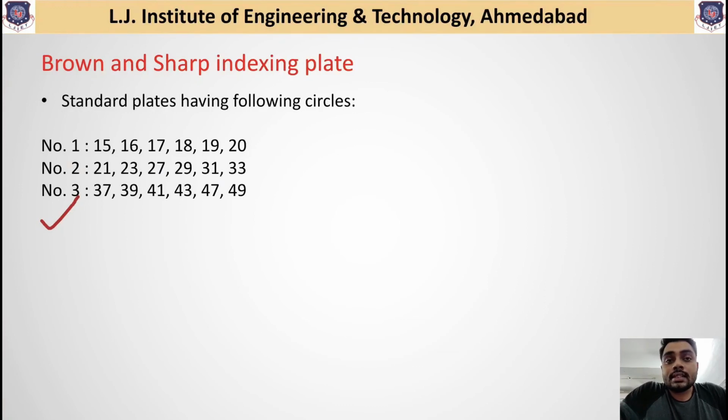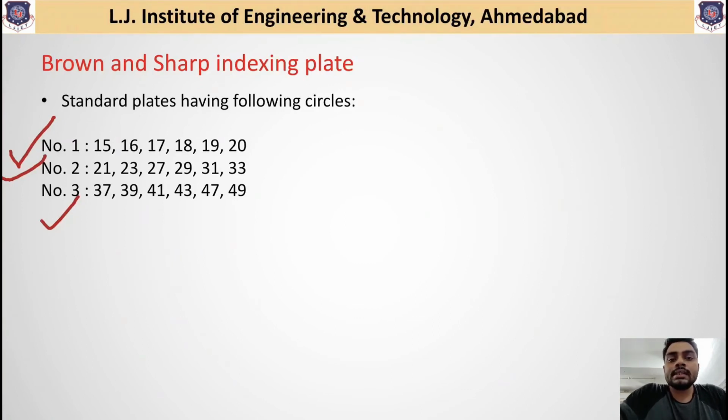And as you can see, you need to remember all these indexing plates and the holes available on them. To memorize it is very easy. On plate number 1, you can see it is only a sequence from 15 to 20. On plate number 2, from 20 onwards, they have only selected odd numbers, that is 21, 23, 27, 29, 31 and 33.